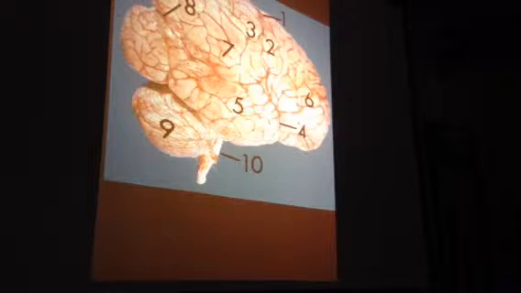Parietal over the top, occipital in back, and then temporal along the sides. 4 lobes of the cerebral.